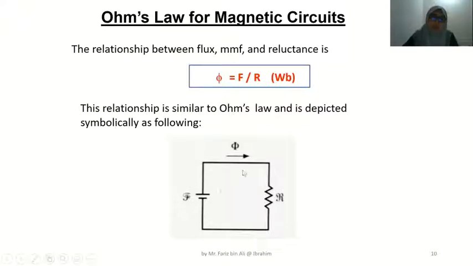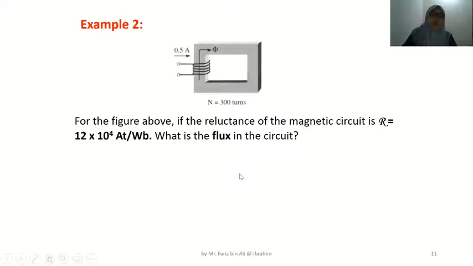So this is the V, this is the I, and this is the R. But for the magnetic circuit, we follow Ohm's law. So this is the F, the flux, and the reluctance. And then we go to this example 2.